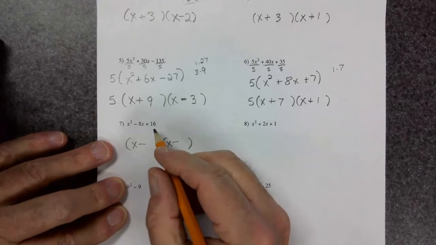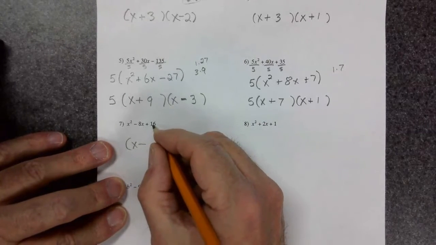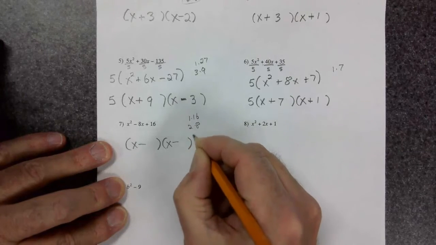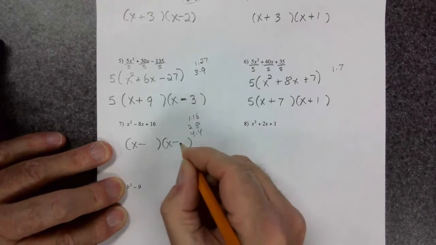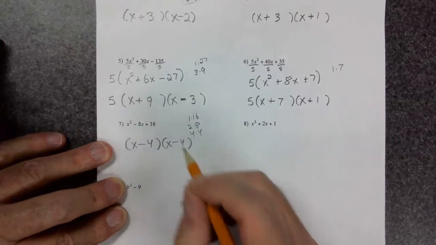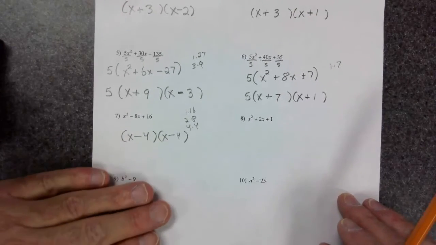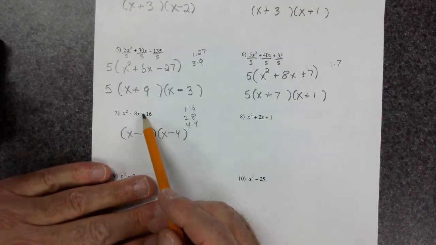All right, looking for two numbers. When I multiply them together, I get 16. So 1 and 16, 2 and 8, and 4 and 4. Now, guys, we know that they're the same because it's a perfect square. It's 4 plus 4 equals 8. All right. When you add them together, you get 8.